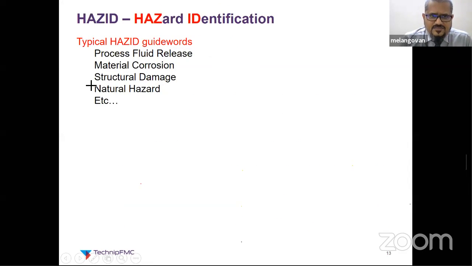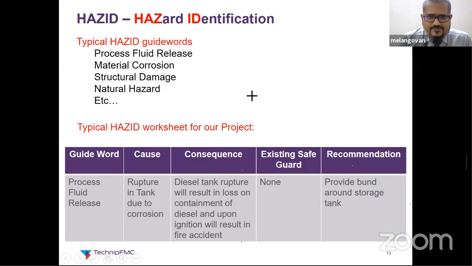For our case, let's do a simple guide word. So this is a typical guide word we use for HAZID. I'm just giving the four, and there is a list of guide words that should be there. You can refer to any client document or ISO standards to get the total list of HAZID guide words. Let us talk about process fluid release. This is a typical HAZID worksheet. The guide word we are talking about is process fluid release.